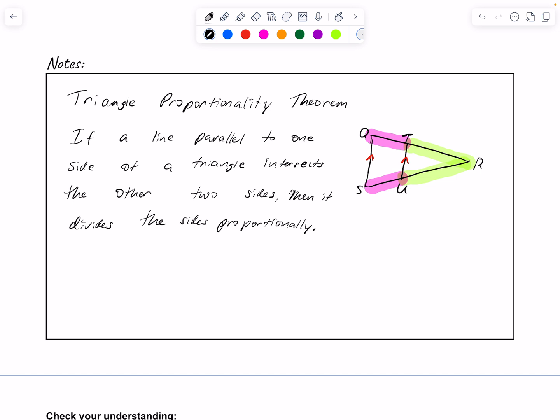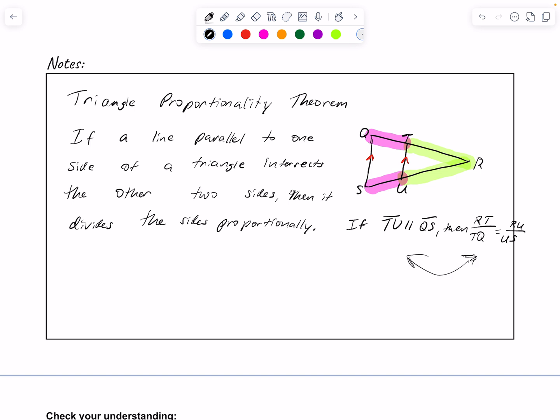There is a theorem that's the converse of this. So I'll write this out. This is the triangle proportionality theorem. Essentially, if segment TU is parallel to segment QS, then we can write RT over TQ equals RU over US. And so the converse of this would literally just be switching the order here.